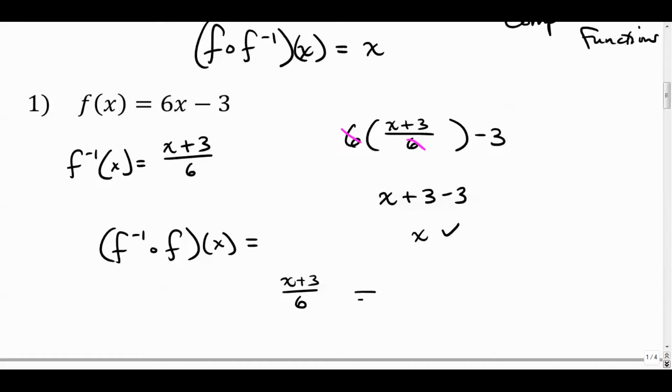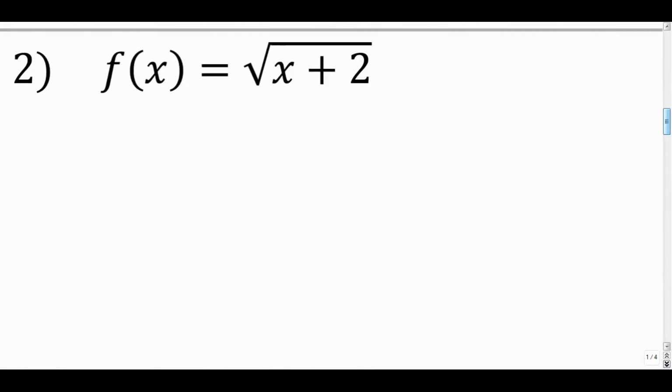But instead of writing x, we're going to write our original function. 6x minus 3 plus 3 over 6. So we're trying to simplify this. Negative 3 and 3 is 0, so 6x over 6. And what do you know? The 6's cancel out, and we're left with just x. So as you can see, when you compose a function with its inverse, in either direction, you get the same thing, x.